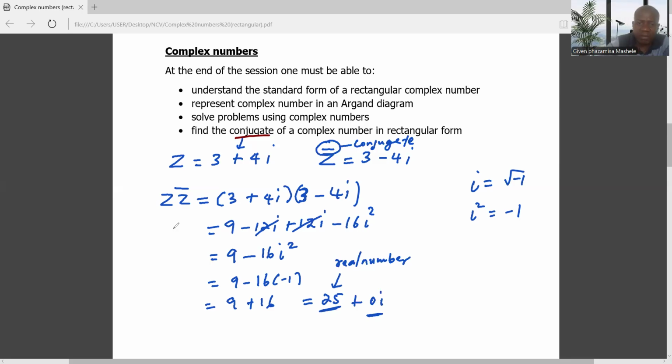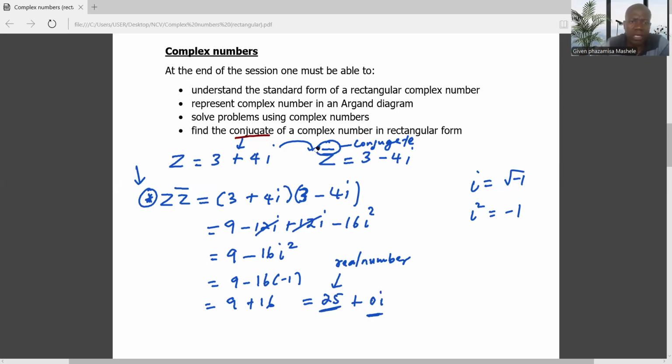But if we are just multiplying complex numbers where they are not conjugates of each other, then the final answer will give you a real part and an imaginary part. So this is one of the things that you need to actually know when you are dealing with division of complex numbers. We are going to talk about this.